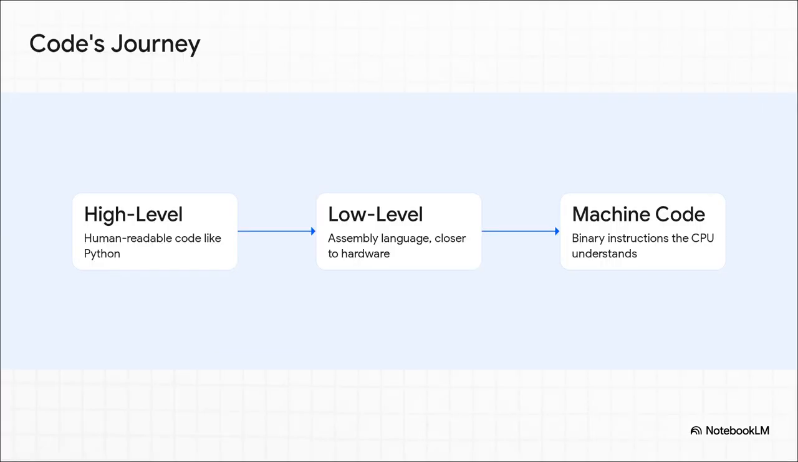So the whole journey for your code follows this really clear path. It starts out as a high-level language, something like Python that's pretty easy for us humans to read and write. Then the translator gets to work, converting it to a low-level language like assembly, which is way closer to the machine's level. And then finally, that assembly code gets turned into pure machine code, the raw binary instructions.